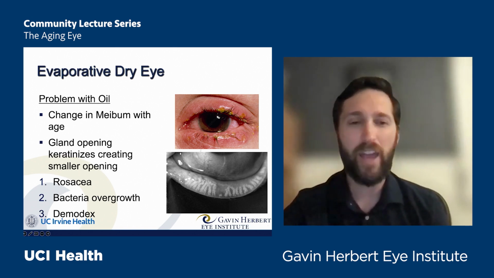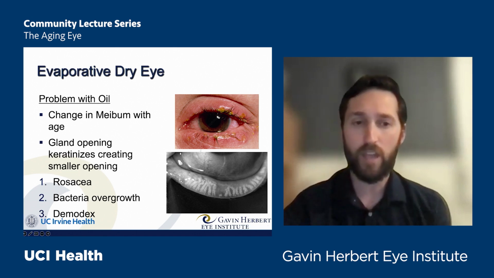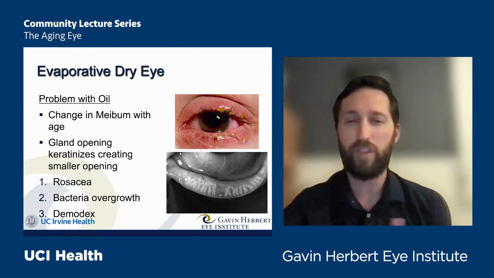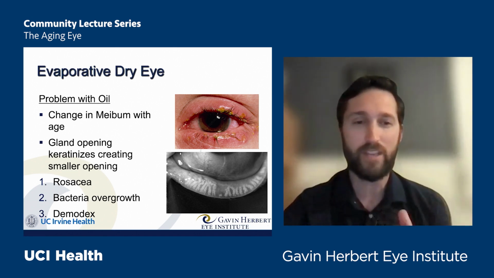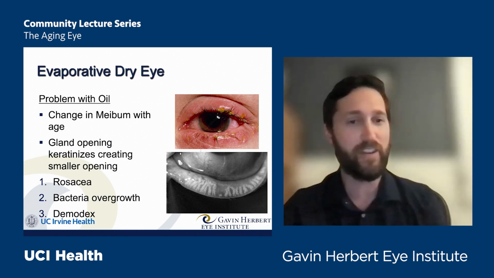So this evaporative dry eye happens with age, but also happens with certain eyelid conditions, such as rosacea, which is a problem with the oil glands throughout your skin that can also affect the eye. Some people think that the reason the meibomian glands decrease is a bacterial overgrowth. And there's even this little mite we call demodex that can grow on your eyelashes and affect the way the oils come out. Okay, you can go to the next slide.